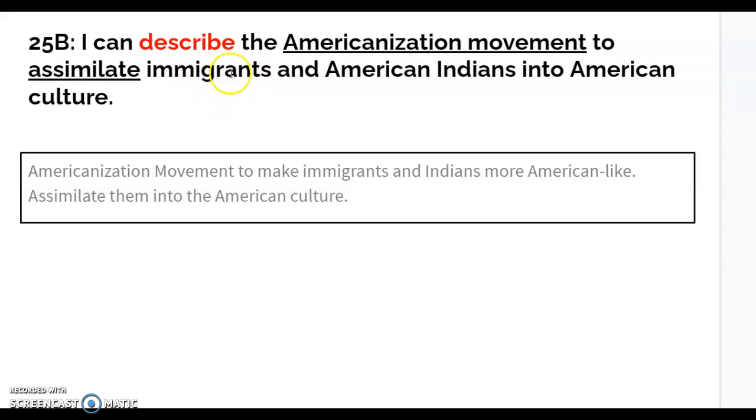And that type of assimilation has more of a positive role. When we look at it in the Gilded Age, we're looking more at the American Indians and how they were removed from their culture and forced to become more American-like.